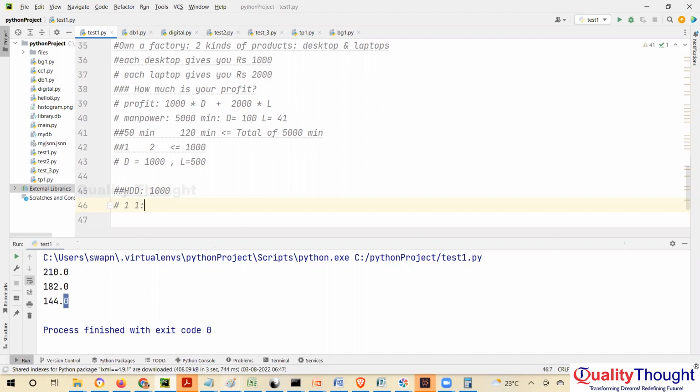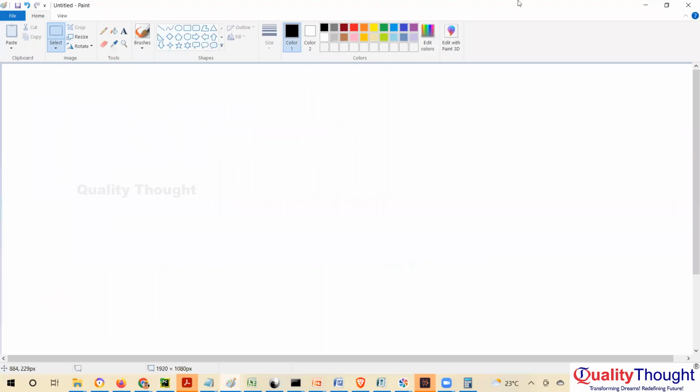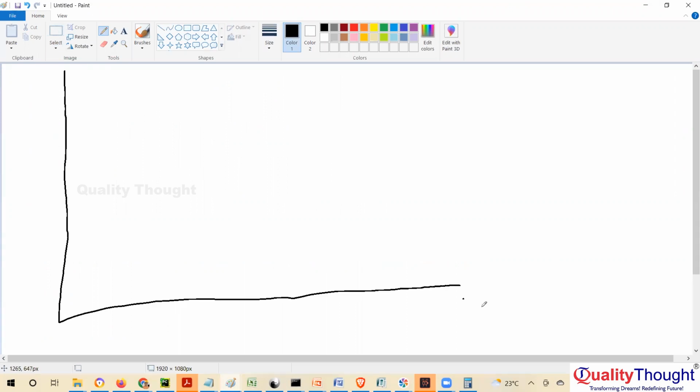So now let's look at this graph. Let's say on the x-axis I'll put laptops, on the y-axis I'll put the number of desktops. Let's mark 100, 200, 300, 400, 500, 600, 700, 800, 900, and 1,000 on both axes.